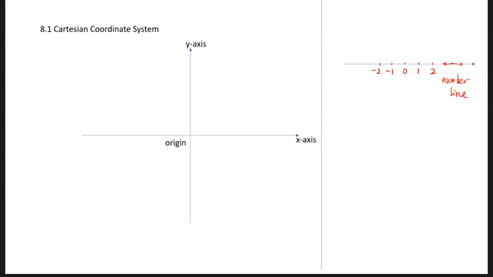The horizontal number line, we're going to call the x-axis. We can still label the tick marks. And the vertical line, we call the y-axis. And we put some tick marks here. And the intersection point, we call the origin. All right, so with the two intersecting lines, we can describe the movement of any objects.